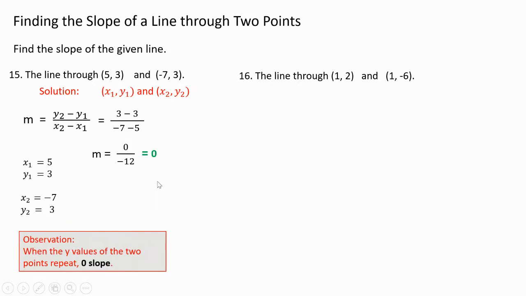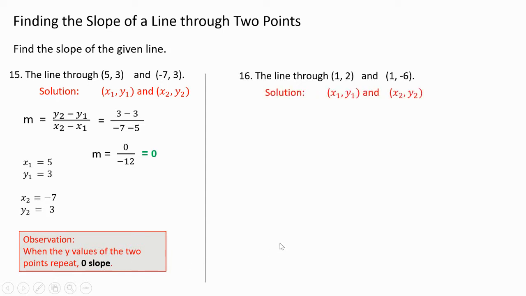Okay. Now the observation. This is what I'm telling you about. Before you actually do any work, you ask yourself, do the x values repeat? No. So you can proceed. Do the y values repeat? Yes, they do. So then that'll be 0 slope without doing the work. So you know it's 0 slope. That's what it says here. Observation: when the y values of the 2 points repeat, the slope is 0.